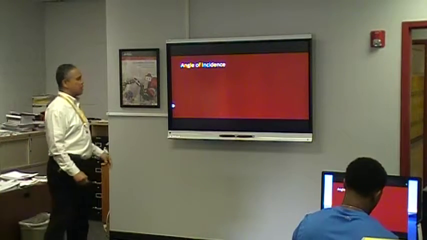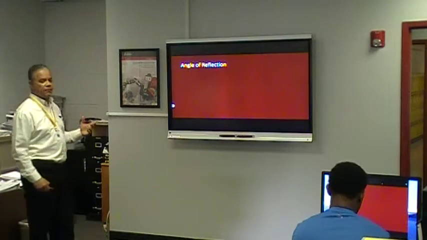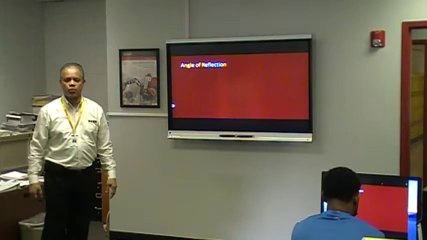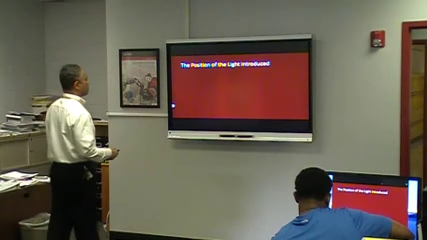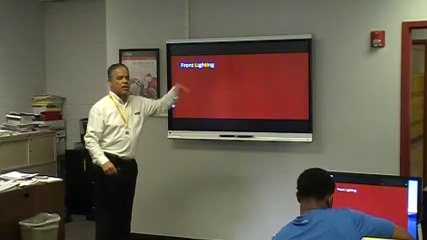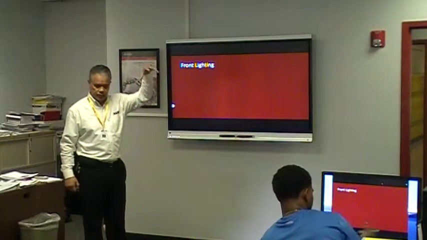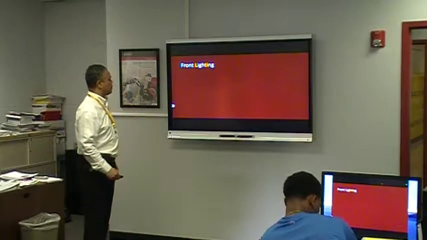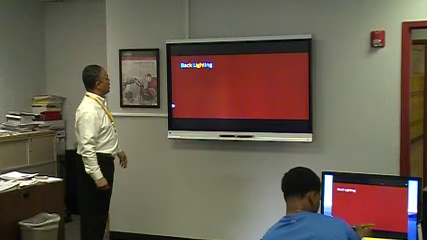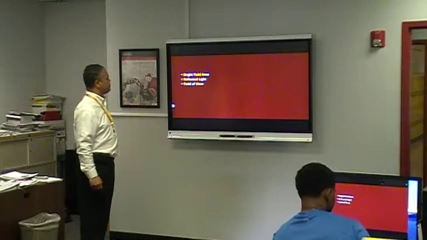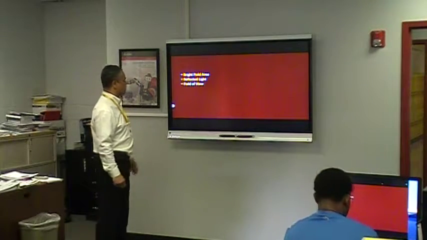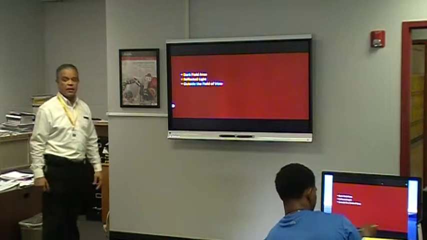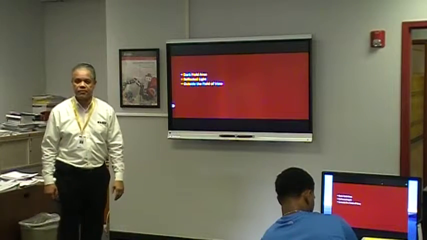So we've said the angle of incidence and the angle of reflection, both of those are equal. And then we talk about the position of the light. We can have front lighting from a bright field standpoint, backlighting, and then we just described these terms here. So remember, I told you there are a lot of terms that you have to be familiar with, right?